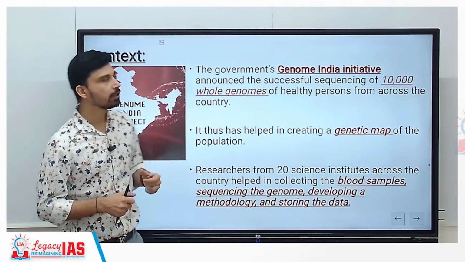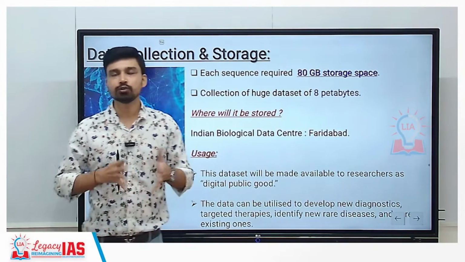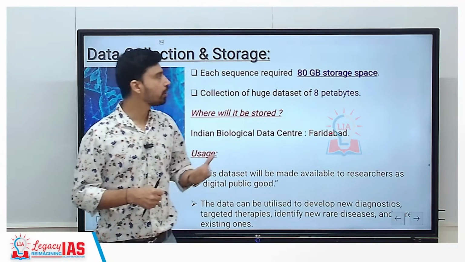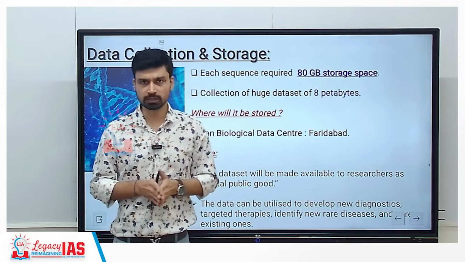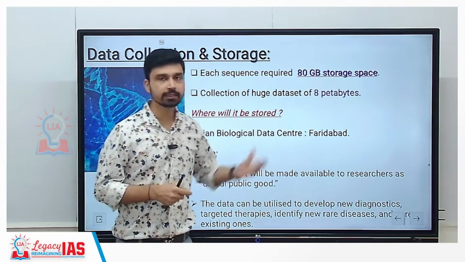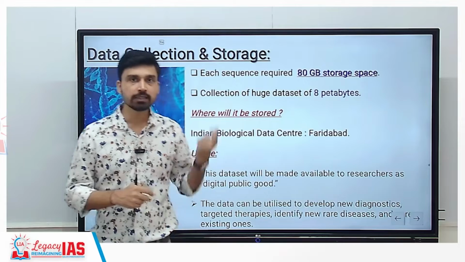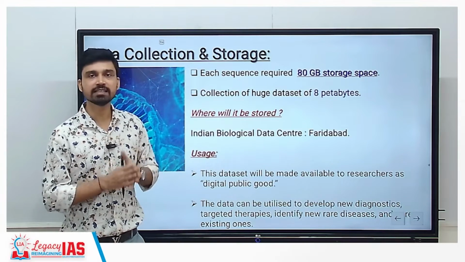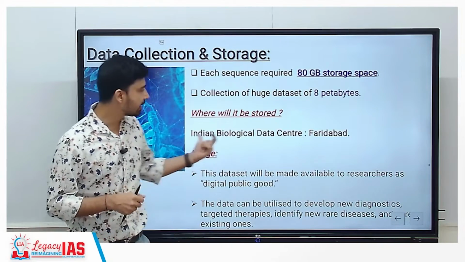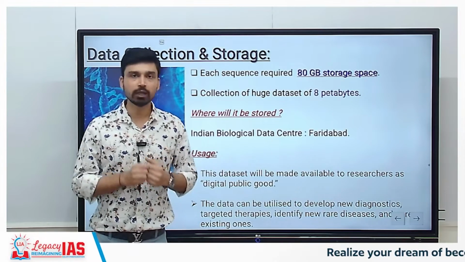Since we are talking about data, let us try to understand how much data has been collected, where this data will be stored, and how it will be used. Each sequence requires almost 80 GB of storage space, and since thousands of genomes have been sequenced, a collection of huge data sets of almost 8 petabytes has been gathered. Such a huge amount of very sensitive and important data will be stored at the data center called IBDC, Indian Biological Data Center, located in Faridabad near New Delhi.